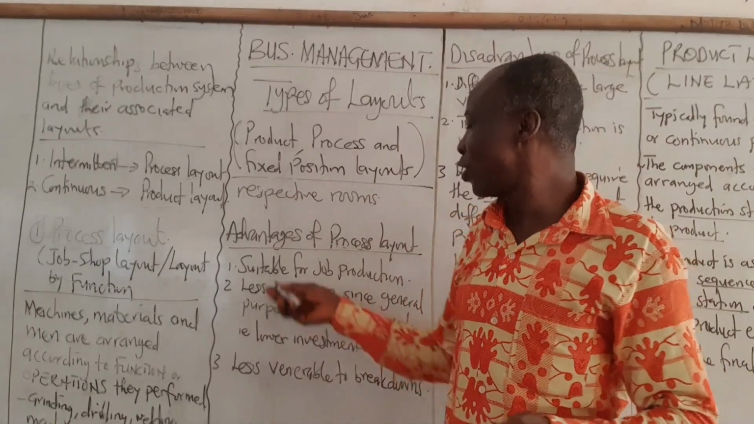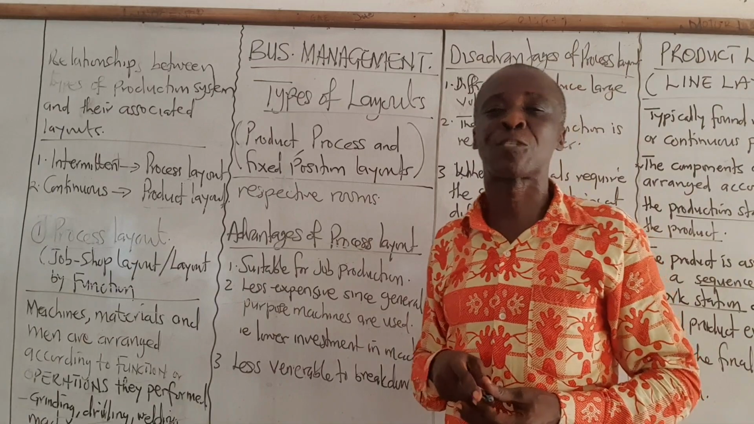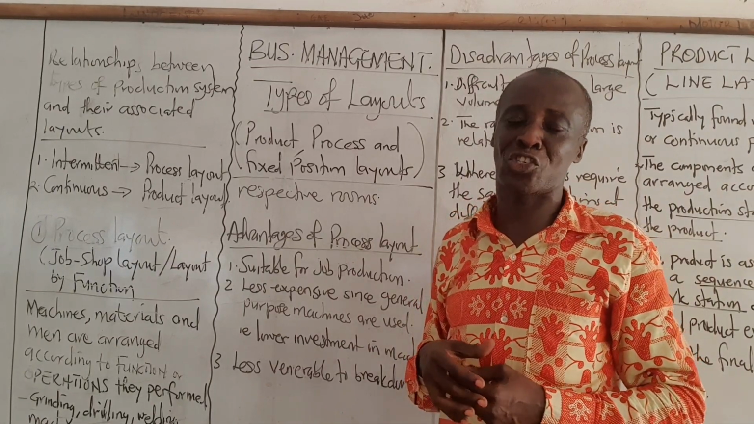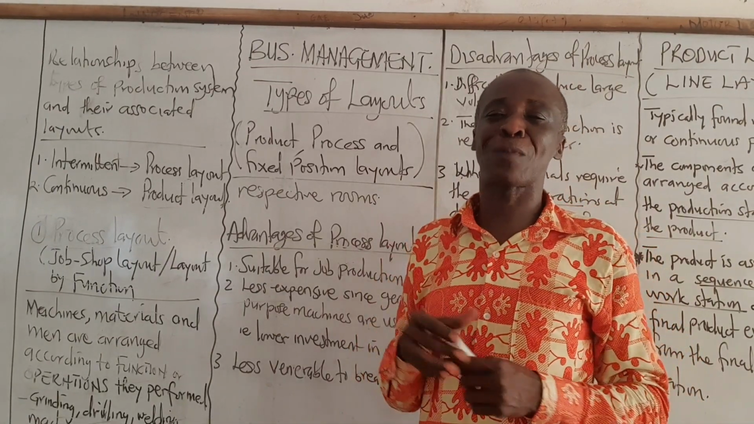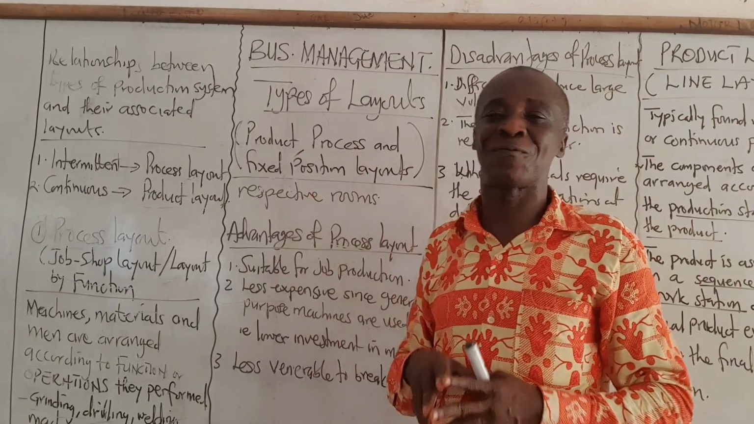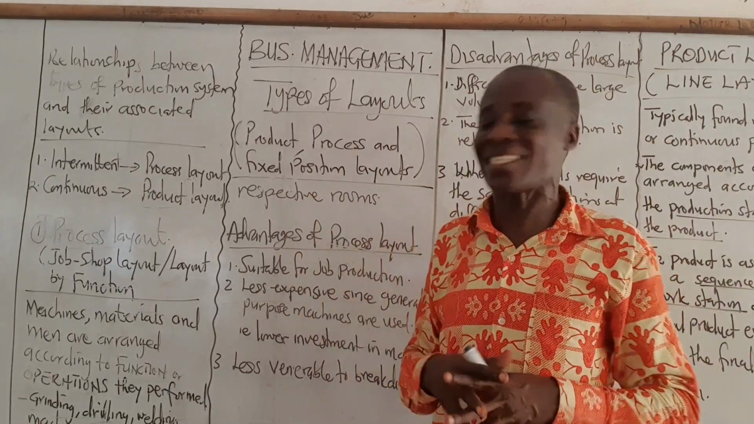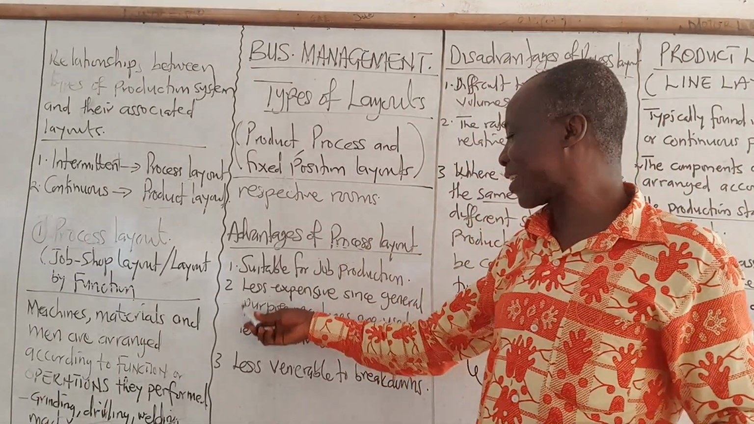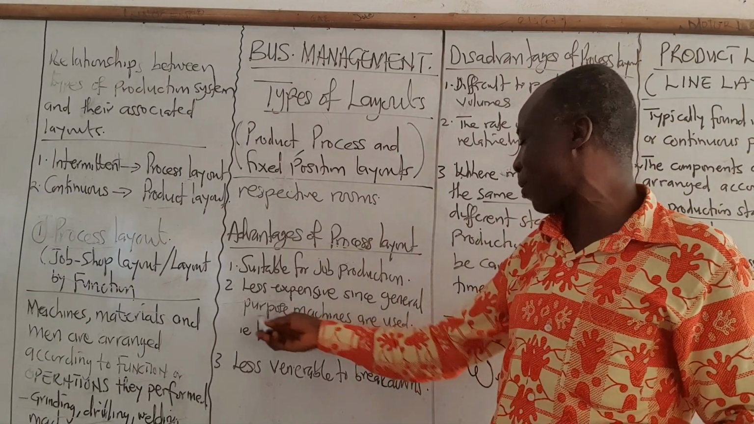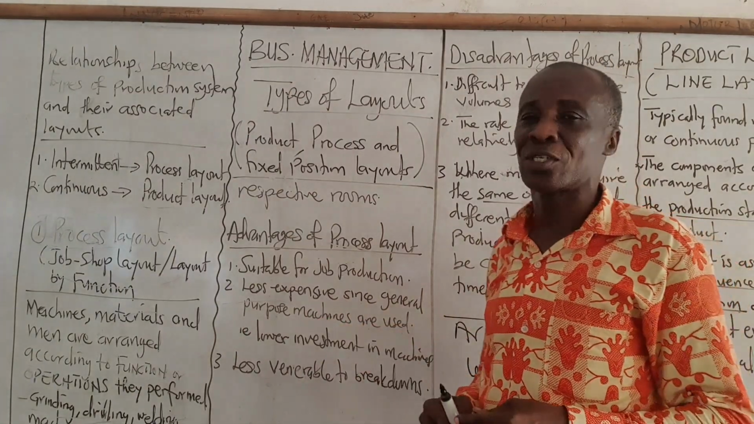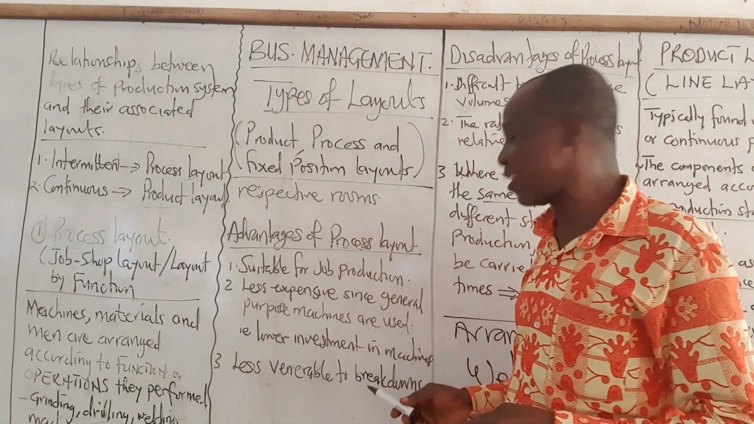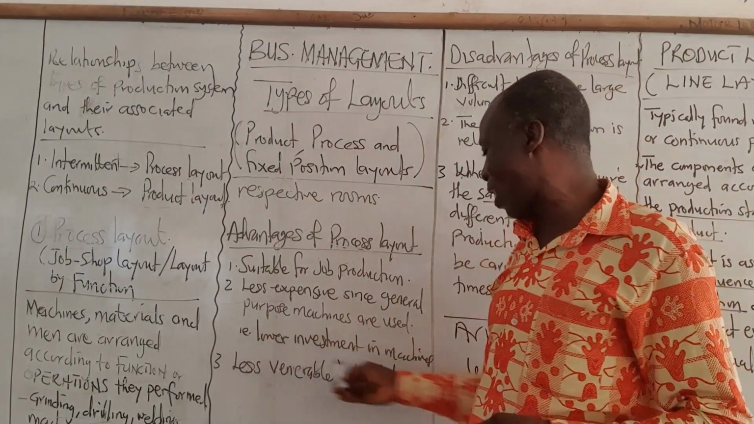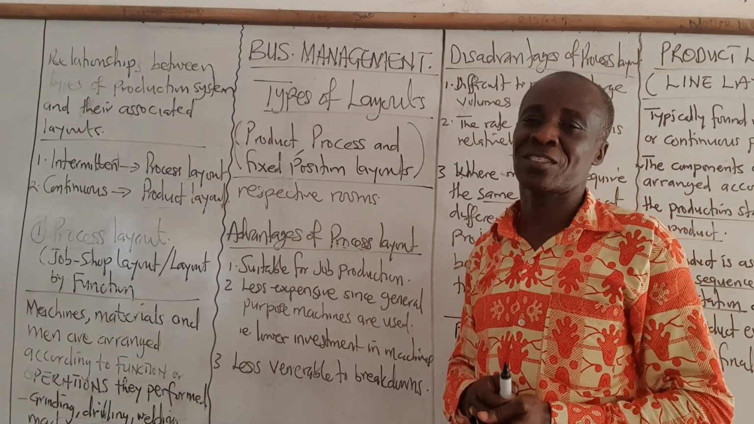Because, you know, in job production, you are using general purpose machines, and general purpose machines are less expensive than specialized machines. So I said less expensive since general purpose machines are used. So investment in machine is lower.